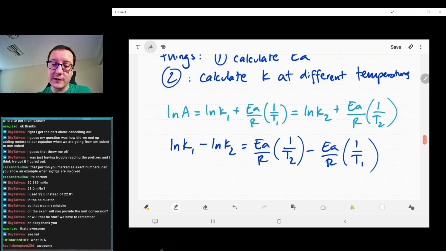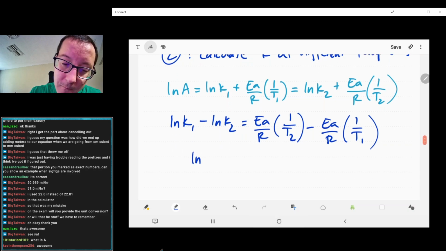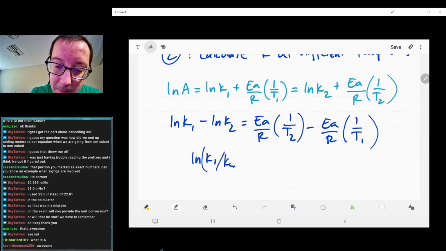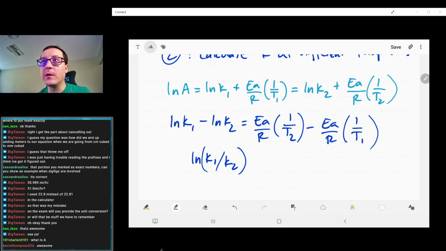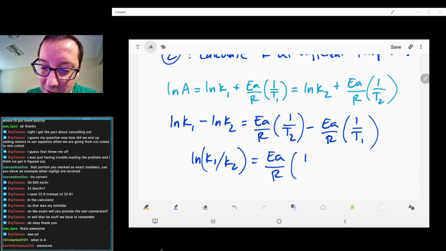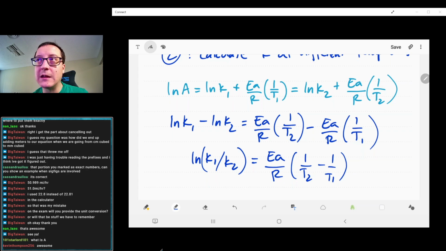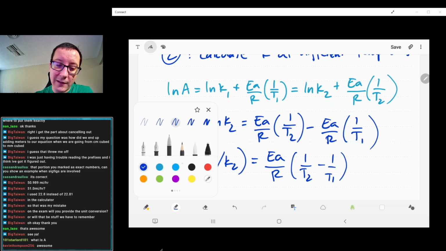Best moving things to different sides. Remember that natural logs, when they're subtracted, is the same as dividing the... Oh my gosh, it's so ugly. We can see those are going to be there. Equals EA over R times 1 over T2 minus 1 over T1. Great. Now we can see how to figure out different Ks at different temperatures. Honestly, I kind of like the first one better, but whatever, this works.